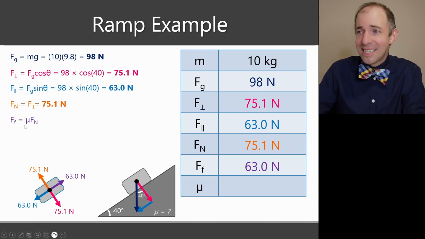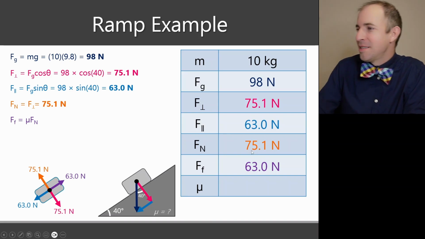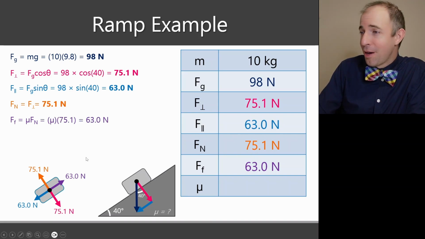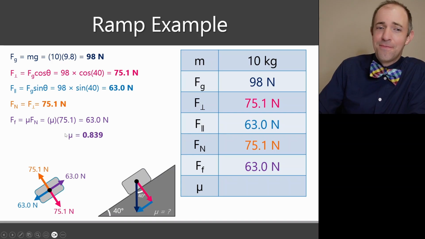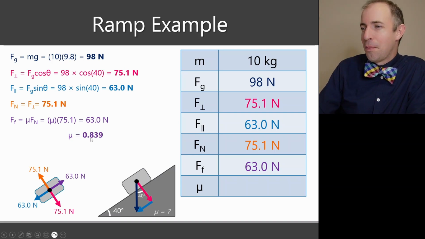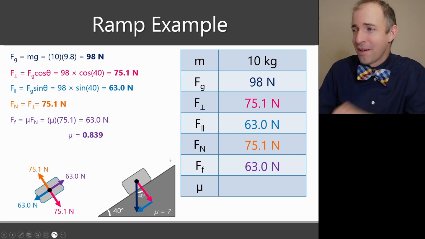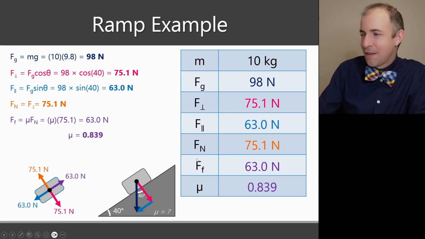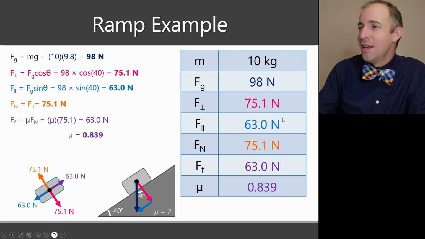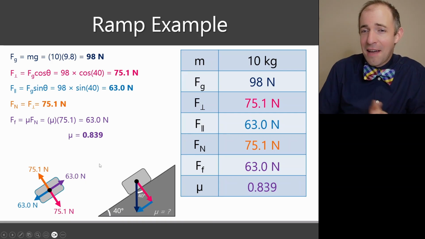And because of that, I know I can use this equation. I know what Ff is, 63.0. I know what the normal force is, 75.1. I can plug those in and solve for mu. Mu in this case, remember, usually between 0 and 1, is 0.839. Again, it's a unitless number, but we can see how all of these different parts of this equation kind of boil down to us being able to use that final equation because we know what Ff and F perpendicular are.